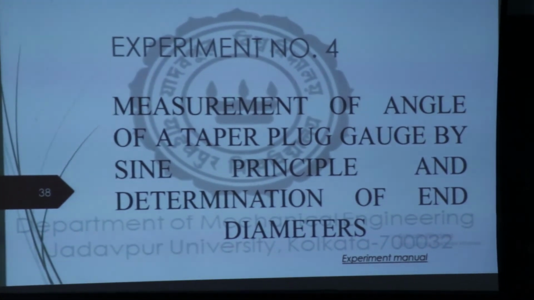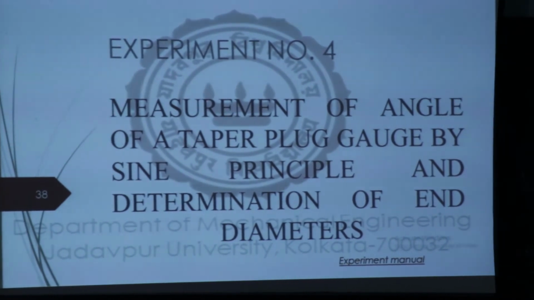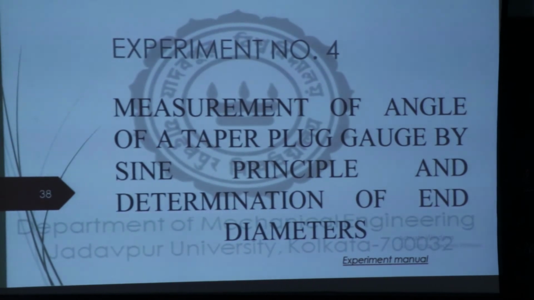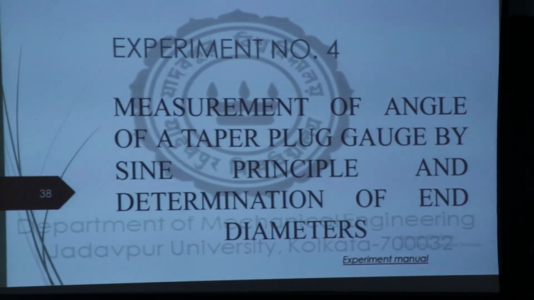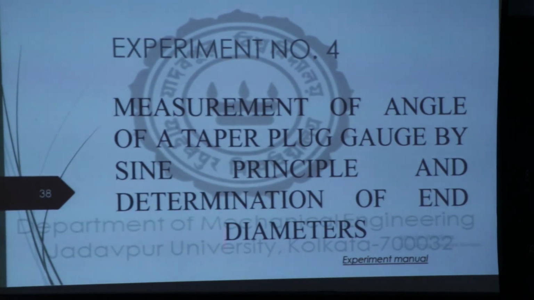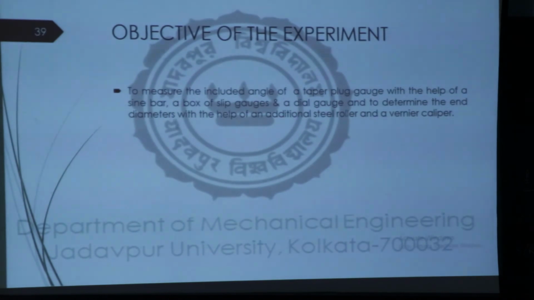Now you have already discussed the 3 experiments. Now it is experiment number 4. In experiment 2, if you recall, a taper plug gauge and taper ring gauge were given to you. Now it is the taper plug gauge that we use. By sine principle, you have to find out the angle as well as the end diameter. The calculation will be available in the instruction sheet.